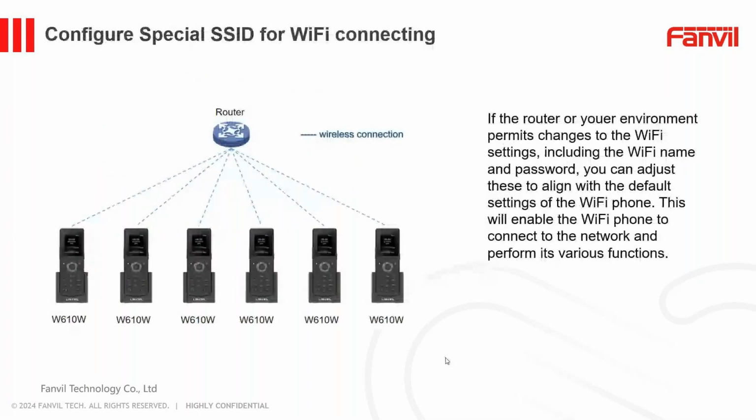Now the first option is the default SSID. If you have a router or access points that allow you to modify and change the Wi-Fi SSID and the password, you can just use this and configure the default SSID on the router. Then the phones will connect to the network automatically. Then you can provision other settings on the phones.